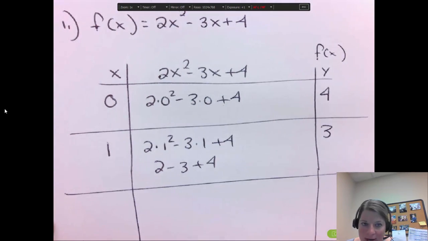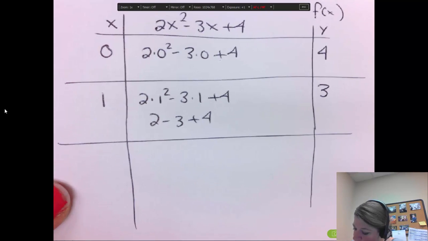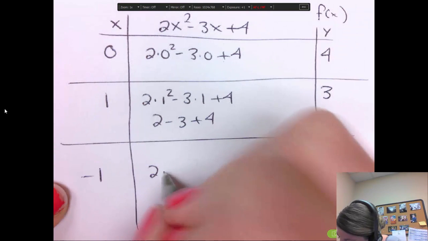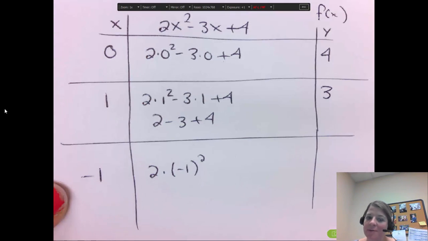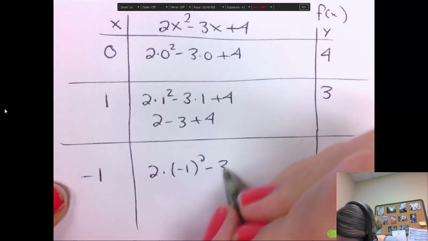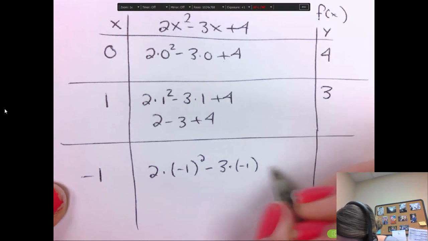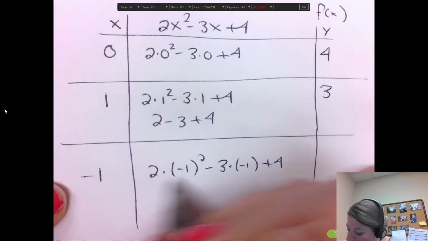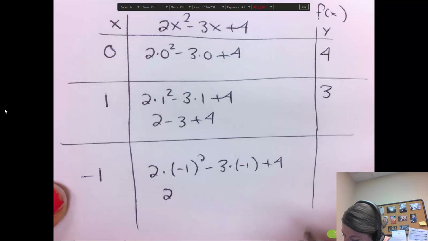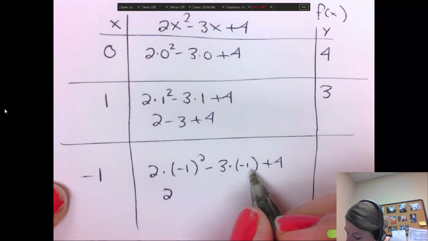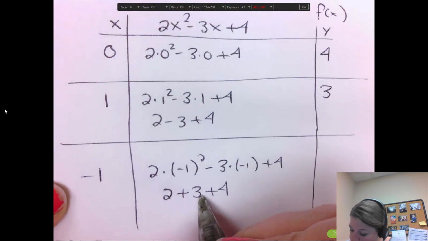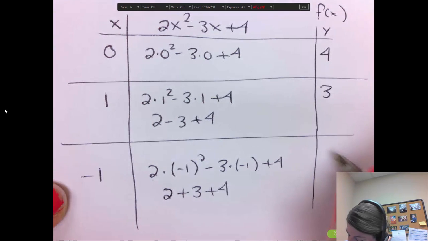All right, let's keep working our way down. You might lose being able to see the top here. Let's try negative 1. So I'd have 2 times negative 1 squared. I put a parenthesis around it because the whole entire negative 1 has to be squared. Minus 3 times negative 1 plus 4. So negative 1 squared is 1. 1 times 2 is 2. Negative 3 times negative 1 is positive 3 plus 4. 2 plus 3 is 5. 5 plus 4 is 9.